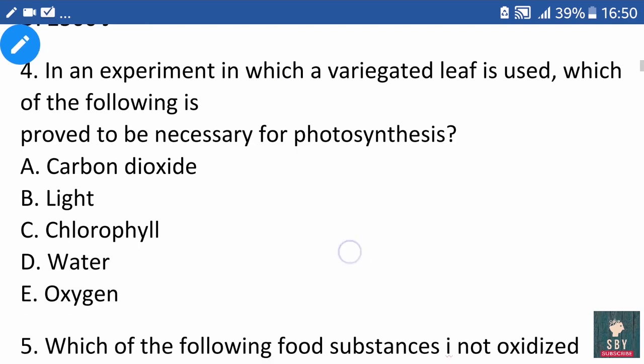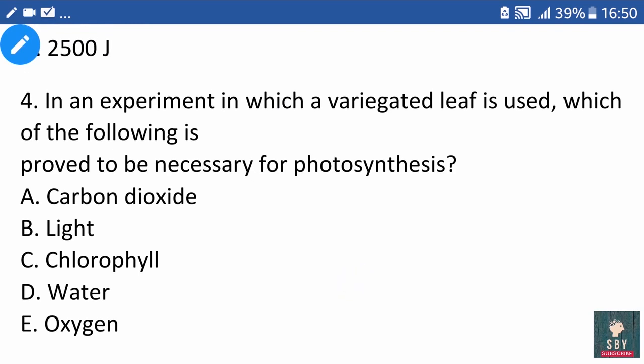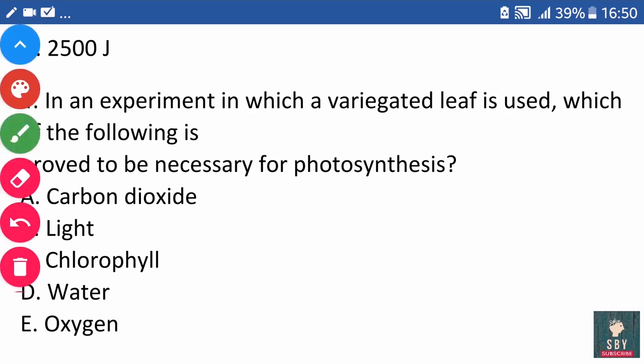In an experiment with a variegated leaf, which of the following is proved to be necessary for photosynthesis? A variegated leaf is a leaf which is separated from light. It's not allowed to see light. So it's saying that which of the following is proved to be necessary for photosynthesis? It is light. So the answer is B.